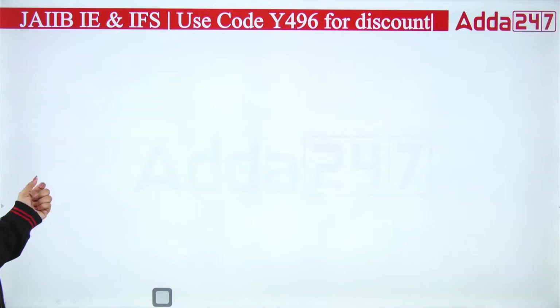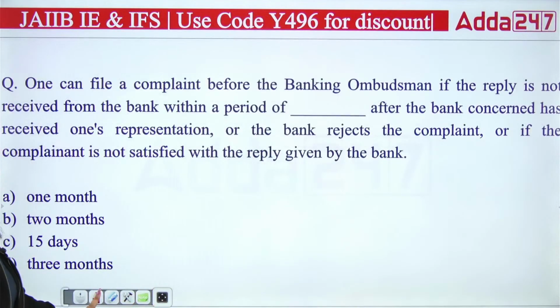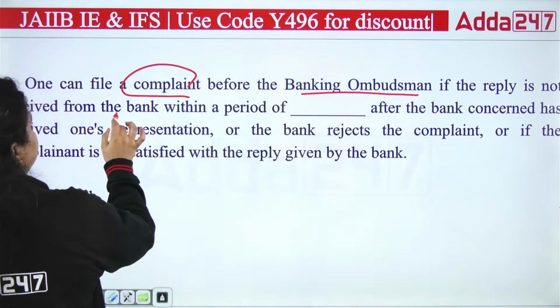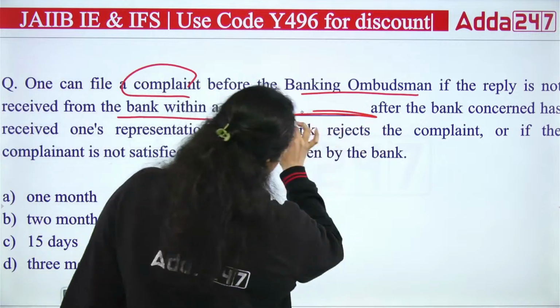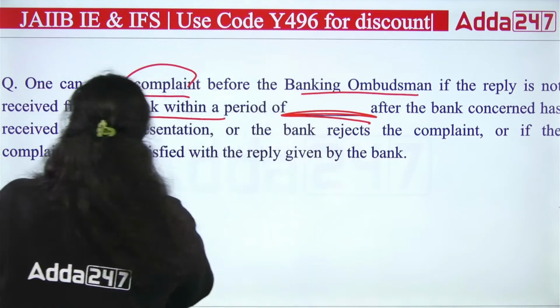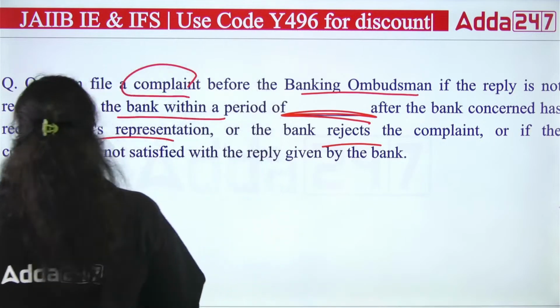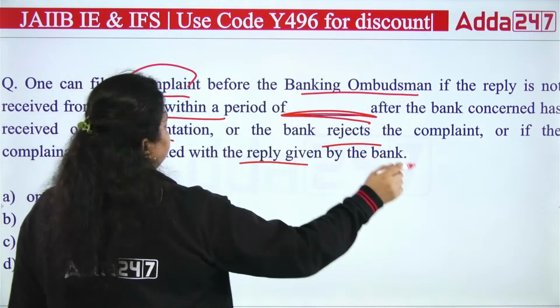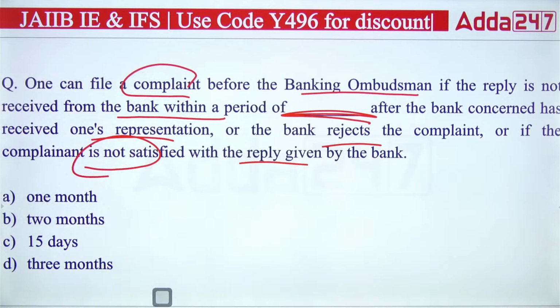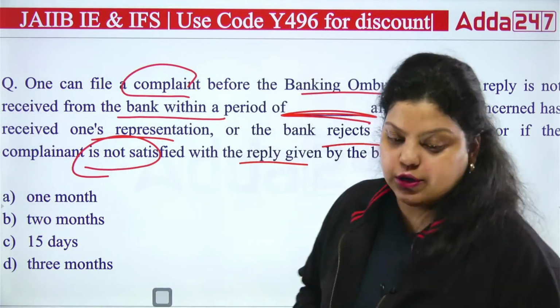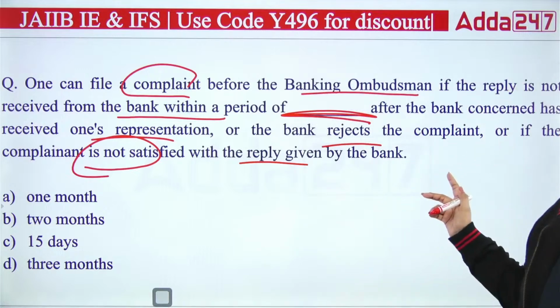I hope that's clear. The next question is talking about how one can file a complaint before the banking ombudsman if the reply is not received from the bank within a period of dash days after the bank concerned has received one's representation, or the bank rejects the complaint, or if the complainant is not satisfied with the reply given by the bank. So what happens if you are facing any kind of problem from the bank and you want to complain about it? You cannot directly go to the integrated ombudsman.